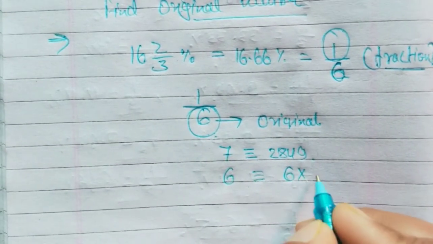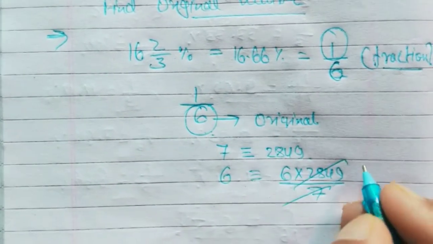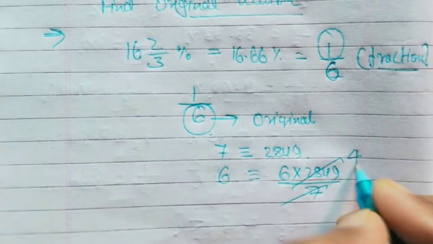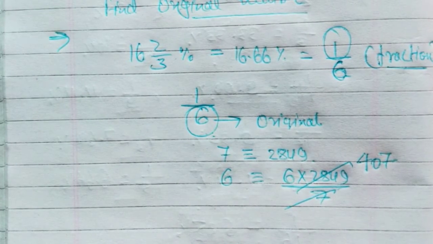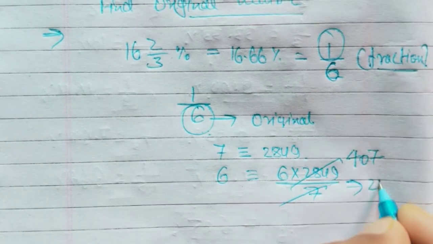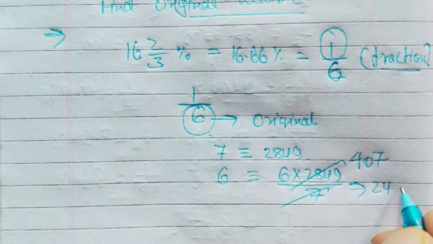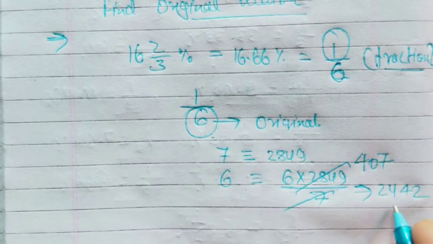6 is equal to 6 into 2849 upon 7. 7 4s are 28, 407. Now we'll multiply with 6, so 24 and 42, 2442. So this is the answer.